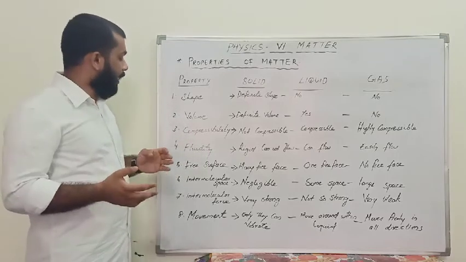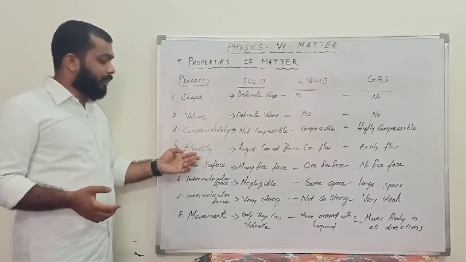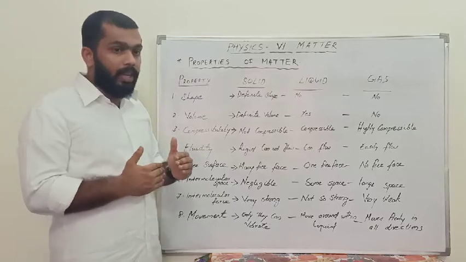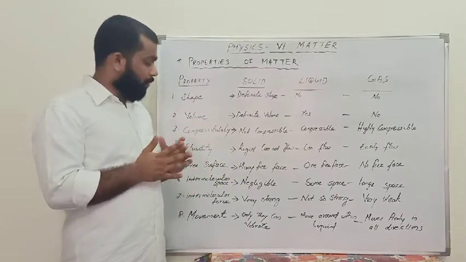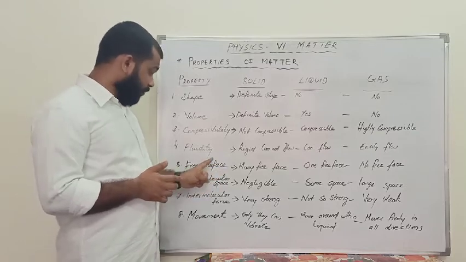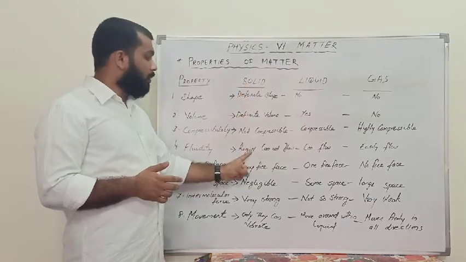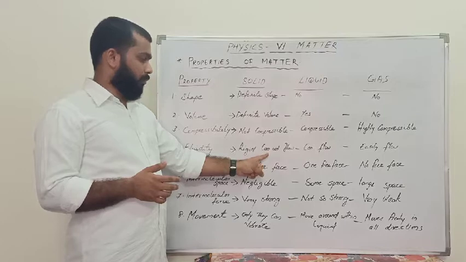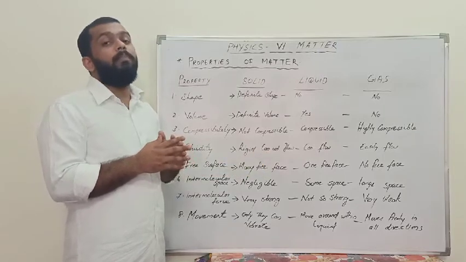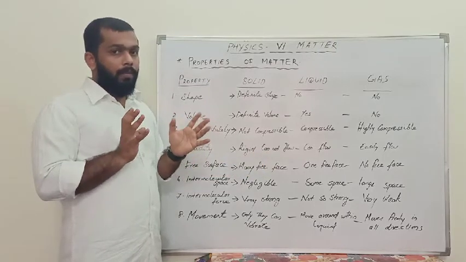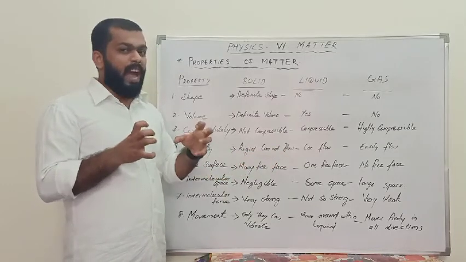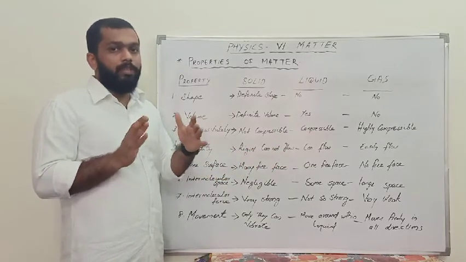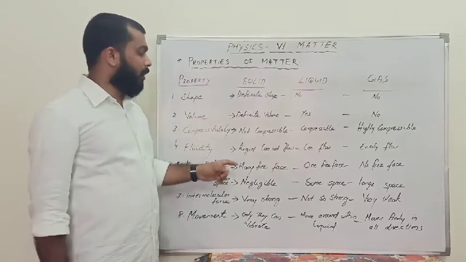Then the fourth property is fluidity: whether the molecules can change their position. In the case of solids, there is no flow. The molecules are not able to change their position, so they are not able to flow. They are rigid, which means they are very hard, and since they are rigid, they cannot change their position.